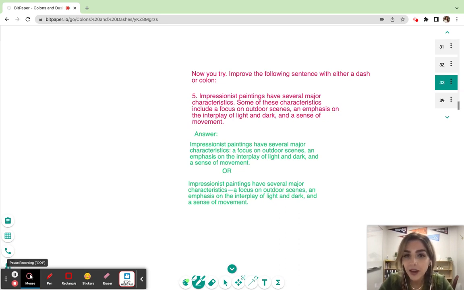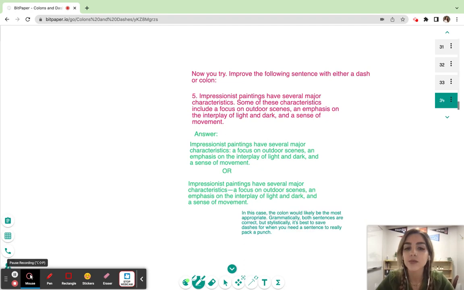So, grammatically, either of these two work. So in this case, the colon would likely be the most appropriate. While grammatically, again, both sentences are correct, stylistically, it's best to save the dashes for when you need a sentence to really pack a punch.